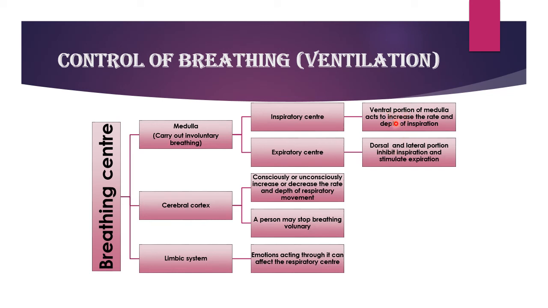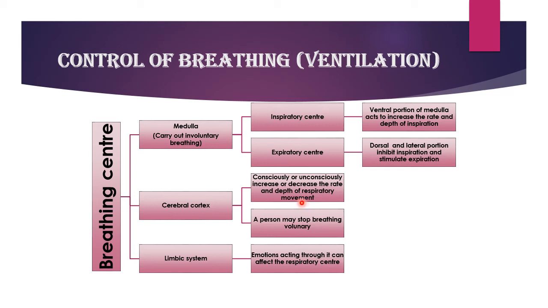So the ventral portion of the medulla acts to increase the rate and depth of inspiration, and we call it the inspiratory center. The dorsal and lateral portion of the medulla inhibits inspiration and stimulates expiration, meaning it is the expiratory center of breathing. Then the cerebral cortex of the brain consciously or unconsciously increases or decreases the rate and depth of respiratory movement.